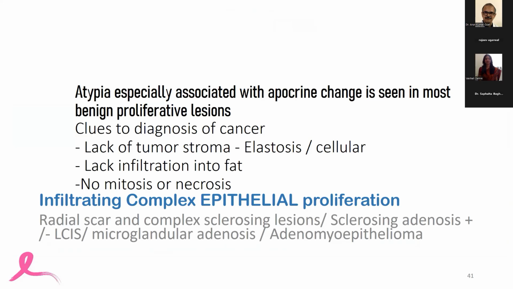So coming to the complex epithelial proliferations. Now, why do they mimic carcinomas? Pathologists make a mistake here also. Why? Because these are mass forming and they are infiltrating. But there are three important clues: they don't carry much of that stroma or elastosis that invasive breast cancers carry, and there is no mitosis or necrosis.